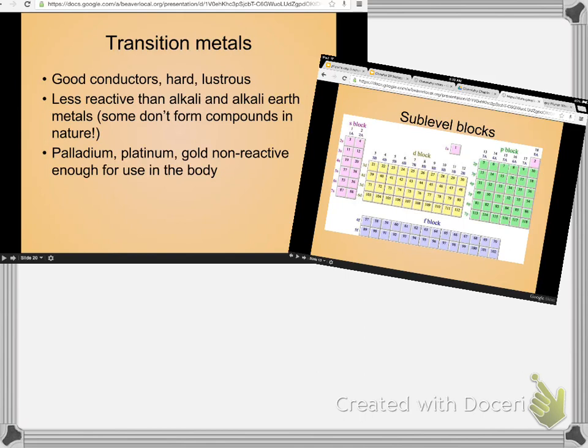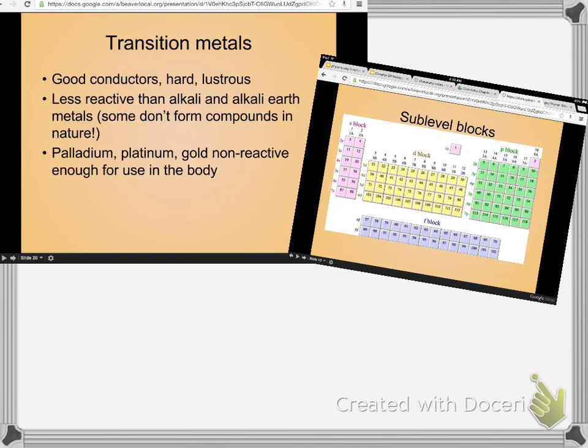Yeah, panning for gold. There was even a reality TV show at one point where people were panning for gold. Yeah, it doesn't form compounds in nature. It's just laying around out there. Some metals aren't like that. Iron, for instance, comes out of the ground in the form of iron ore, and it has to be purified before you have pure iron. So it does form compounds.